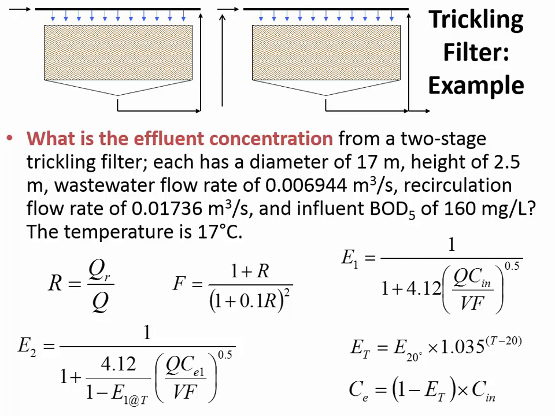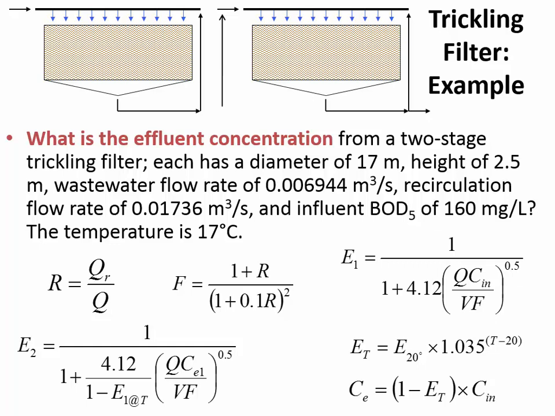So the efficiency for stage 1 at 17 degrees is this first factor, 0.8914, multiplied by the temperature correction, 1.035 to the power of 17 minus 20. So it's to the -3 power. And when we do that, it's 0.8040. So what that means is that since the water is colder, it doesn't remove 89% of the BOD. It's only removing 80% of the BOD.